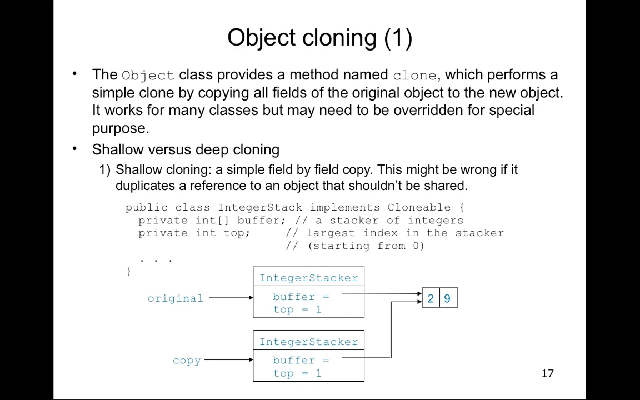So here's an original, here's a copy. They actually take up two separate memory locations in the runtime environment. So once you've cloned an object, it really is a clone. It really is a copy. It's not affecting the original object after that.